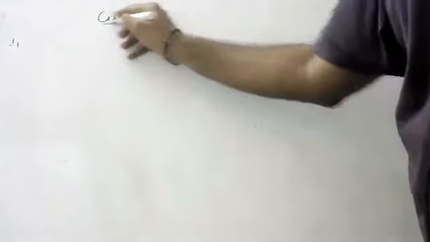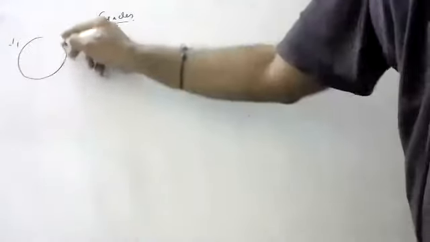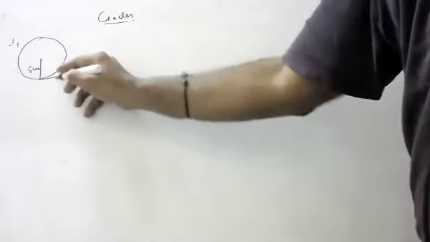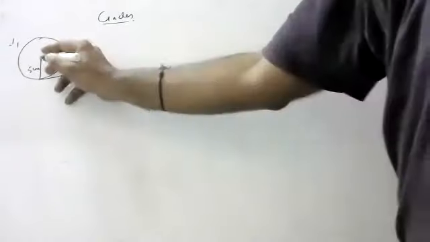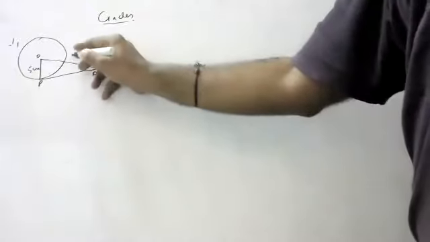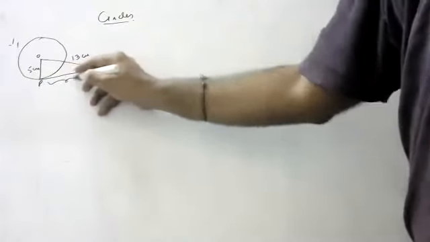First question, children, in circles, 10th class CBSE. A tangent PQ is drawn from a circle of radius 5 centimeters and meets through the center. This is O, this is P, this is Q. OQ is 13 centimeters. What is the length of the tangent?